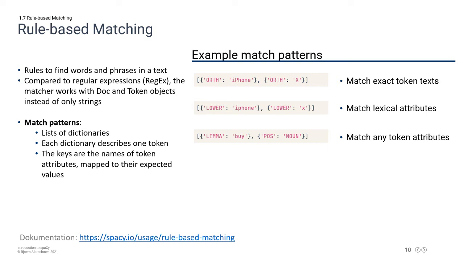So we need to write so-called match patterns. These are lists of dictionaries, and each dictionary describes one token. The keys are the names of the token attributes mapped to their expected values. In this first example, we are looking for two tokens with the text iPhone and X. We can also match on other token attributes. Here we are looking for two tokens whose lowercase forms equal iPhone and X. We can even write patterns using attributes predicted by the model. Here we are matching a token with the lemma buy plus a noun. The lemma is the base form, so this pattern would match phrases like buying milk or bought flowers.